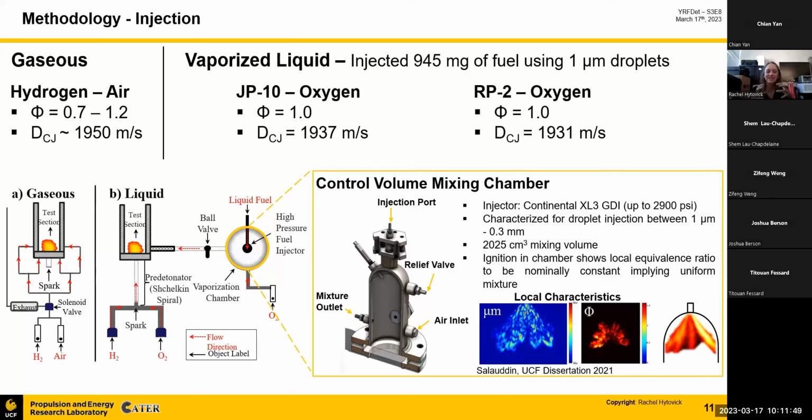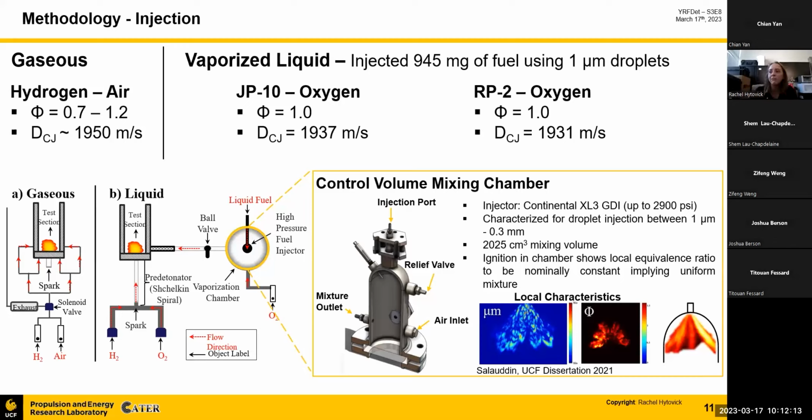And then when it actually enters the test section, it enters entirely around the spark plug. We have 8 different ports, and they all point towards the spark plug in the square direction. And when we use hydrogen, we talk about equivalence ratios anywhere from 0.7 to 1.2 with a detonation velocity around 1950 meters per second.